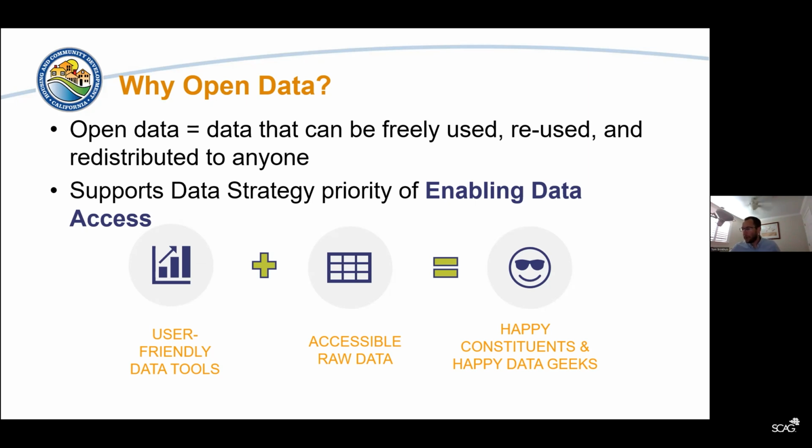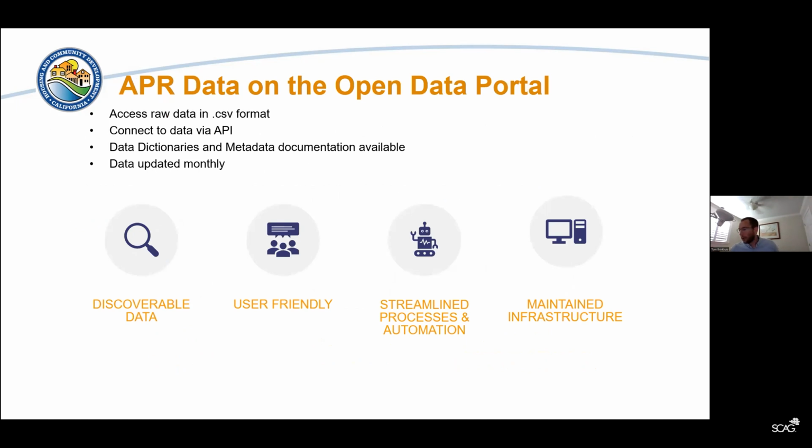So with that, just a little more detail on our data on the open data portal. Hopefully it's easy for everyone to access. The data is in a CSV format, so that's the raw data. The open data portal does provide API functionality, so you can connect to the data source directly via API. There's additional documentation like the data dictionaries and metadata, which give a little more information about the data. Data dictionaries in particular can be very helpful in figuring out what each column contains.